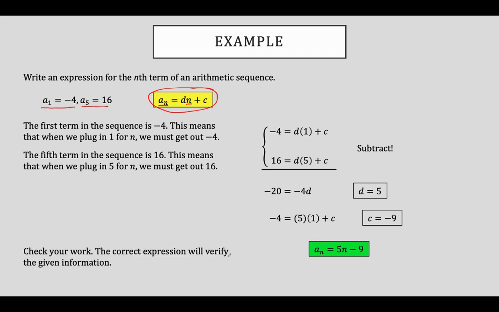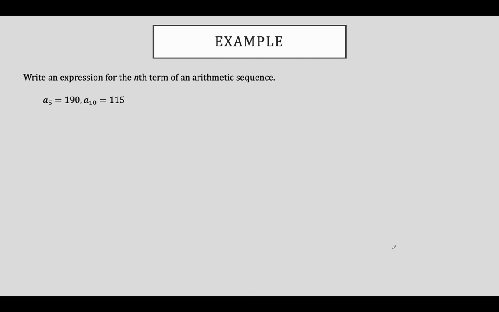The correct expression will verify the given information. If I plug in 1, I have to get out -4, which I do. If I plug in 5, I have to get out 16, which I do. Therefore, we have the correct answer. Let's look at a couple more examples.